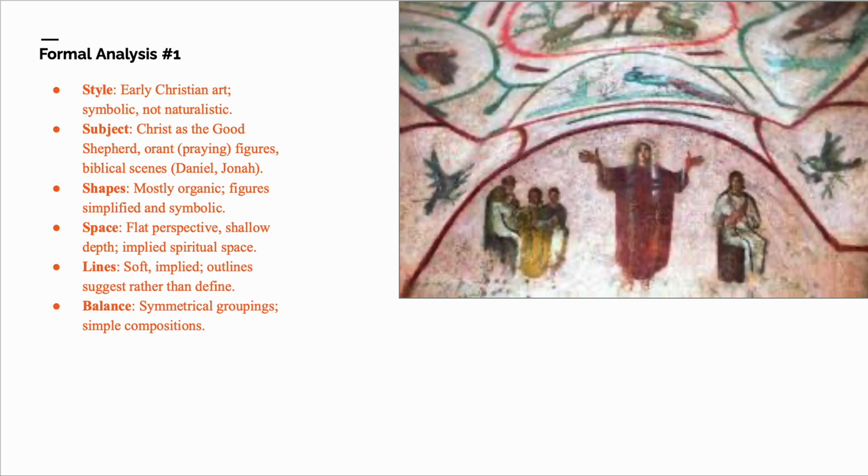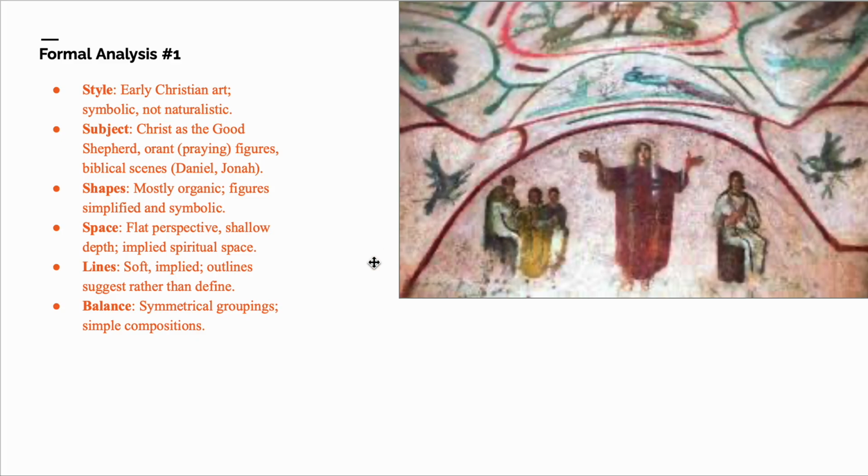Form analysis: it was early Christian art, symbolic, not naturalistic. Subject: Christ as the Good Shepherd, orant praying figures, and biblical scenes. It had Daniel and Jonah. The shapes were mostly organic, the figures simplified and symbolic. It had a flat perspective, with a shallow depth, which implied spiritual space.